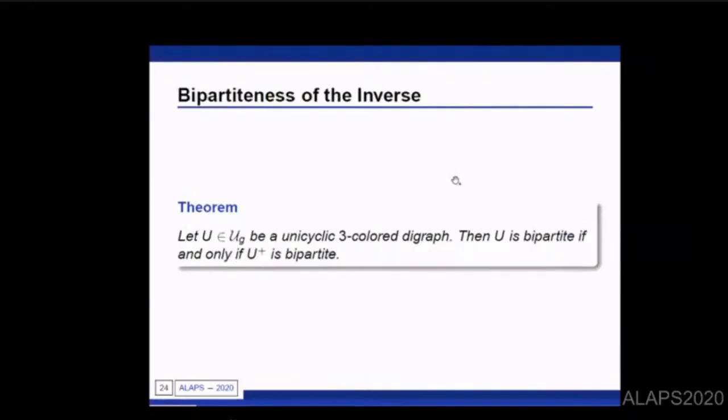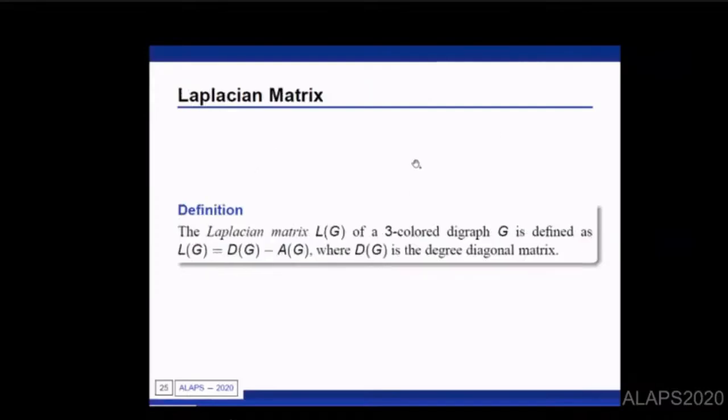Then the bipartiteness. The next question we ask is, if the given graph is unicyclic bipartite, whether its inverse is also bipartite. The answer is yes. So this theorem tells us that if U is bipartite, then U plus is also bipartite, and if U is non-bipartite, then U plus is also non-bipartite. So this theorem tells us the bipartiteness of the inverse. And then we move on to the Laplacian.